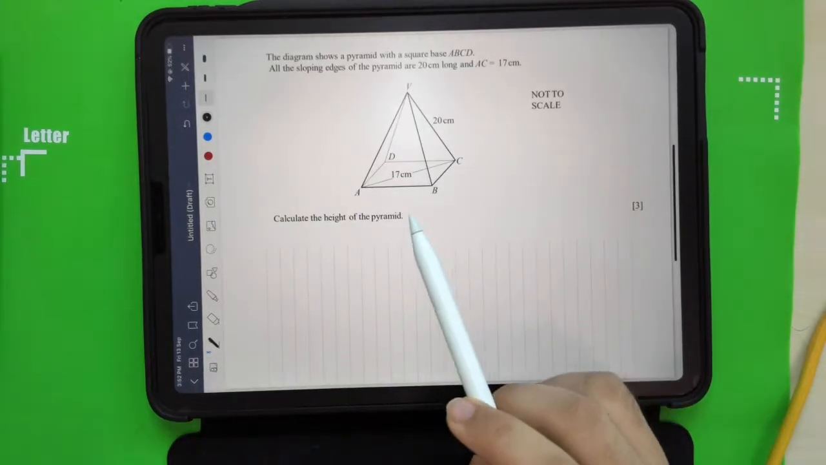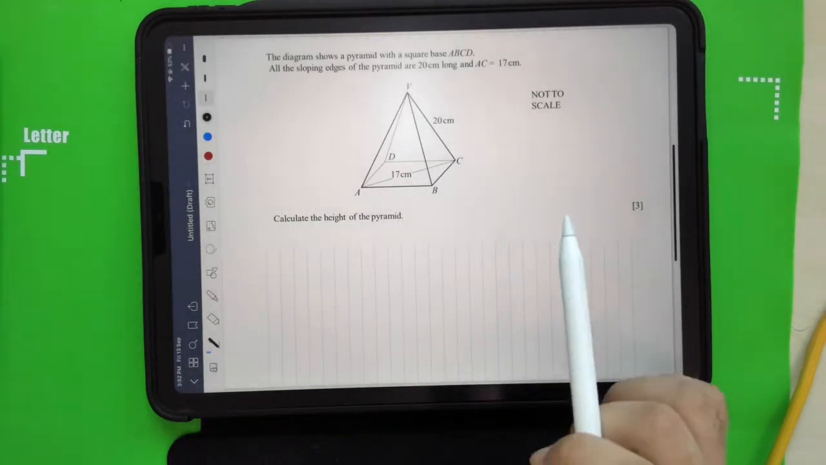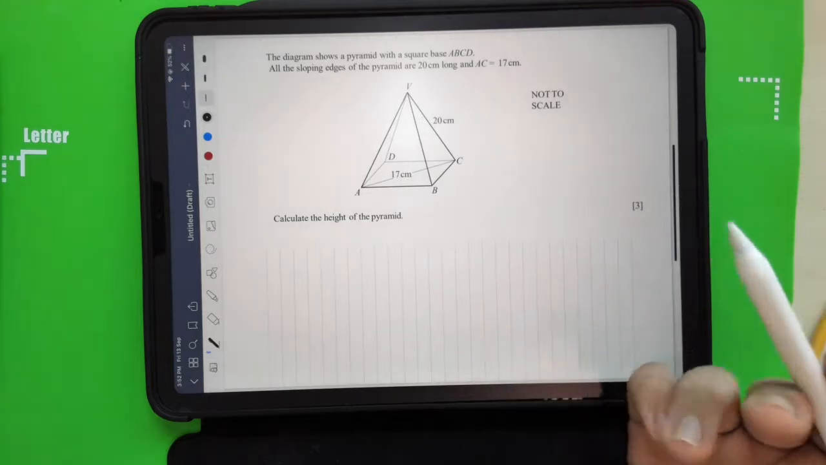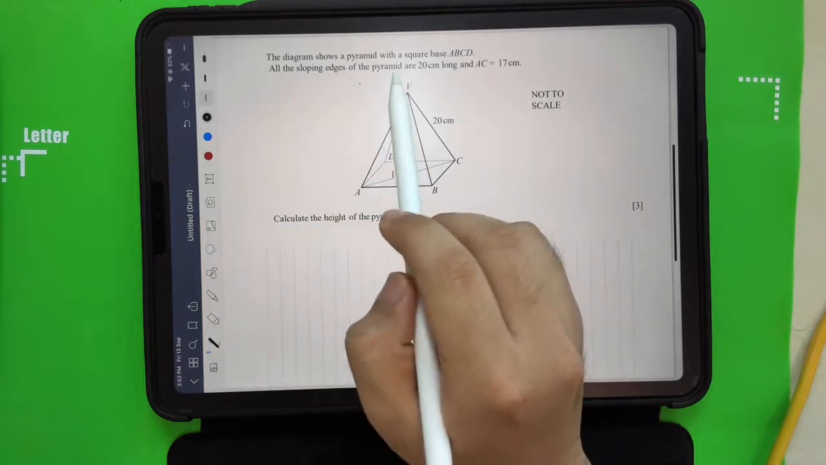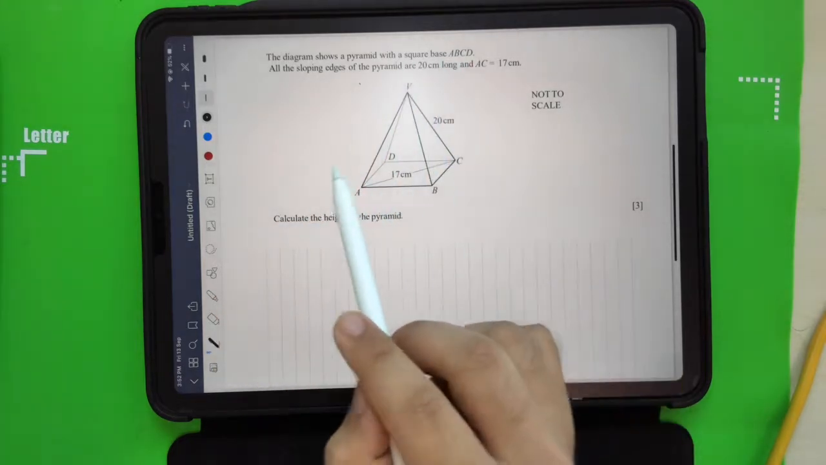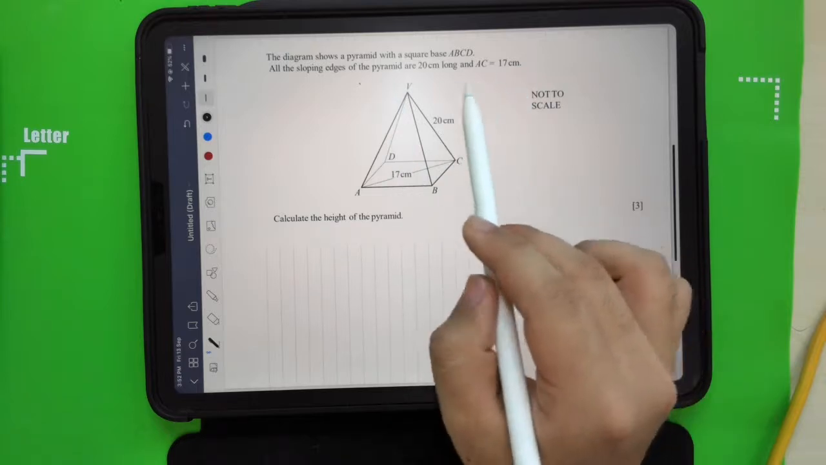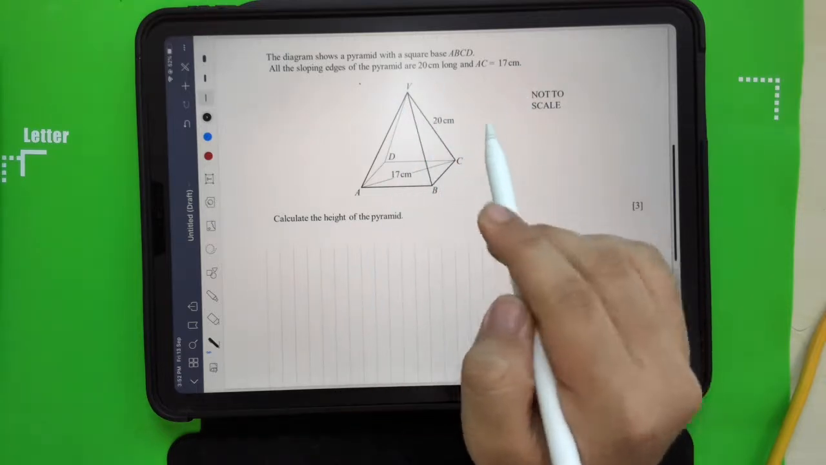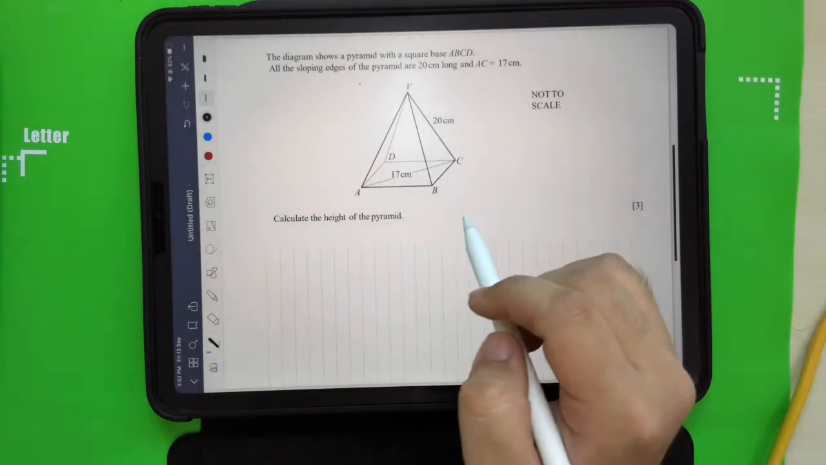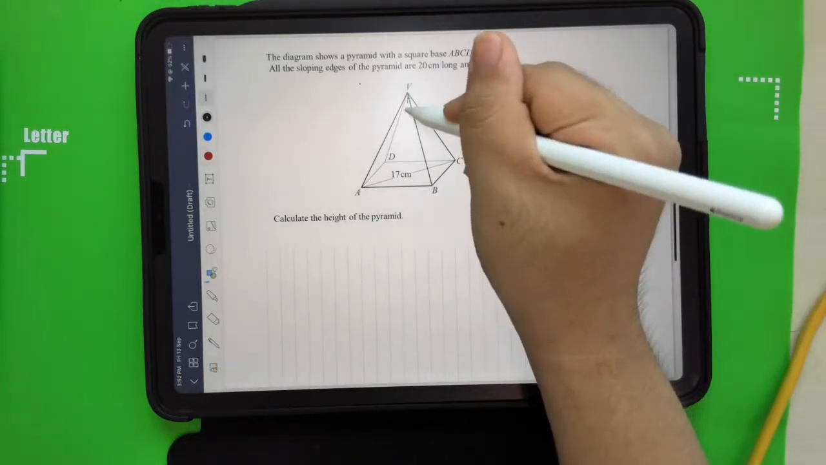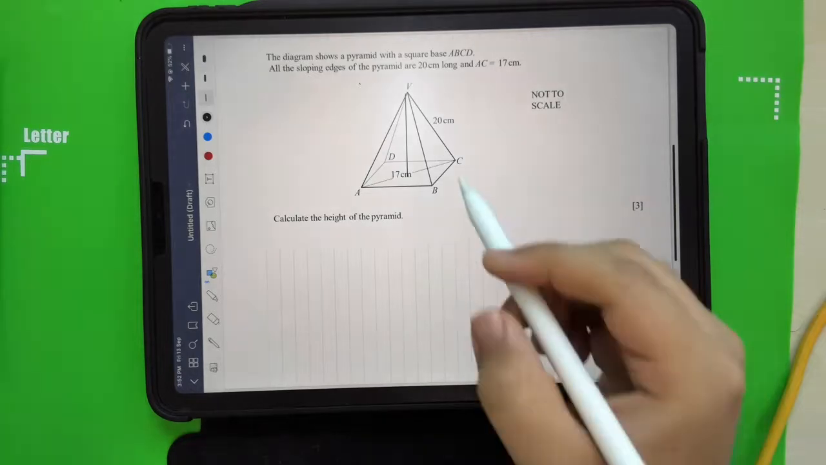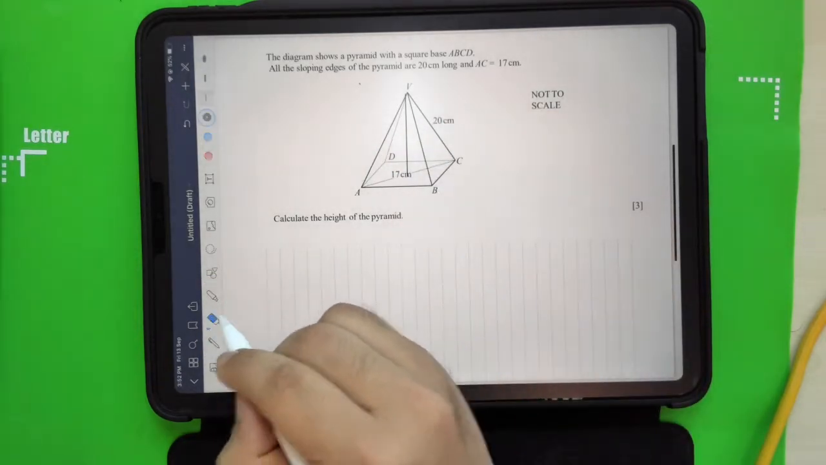Well, now this time we'll look at a 3D question. So previous questions were 2D, but in the GCSE questions, they usually like to give you 3D questions as well. So let's try this question. The diagram shows a pyramid with a square base ABCD. All the sloping edges of the pyramid are 20 centimeters long, with AC being 17 centimeters. Calculate the height of the pyramid. So the height of the pyramid refers to the distance from the top of the pyramid down to the base. So this distance here, essentially.